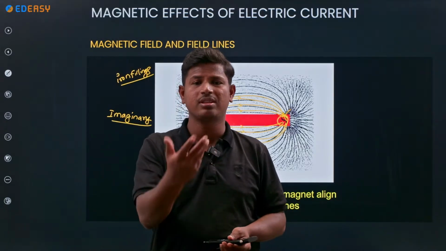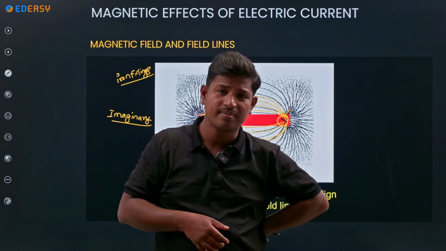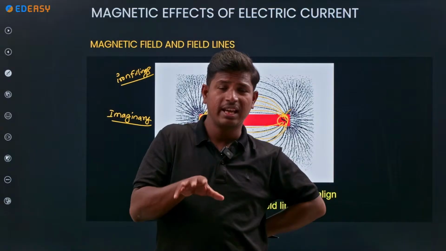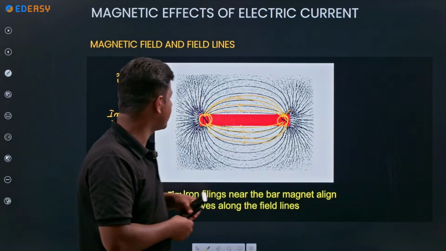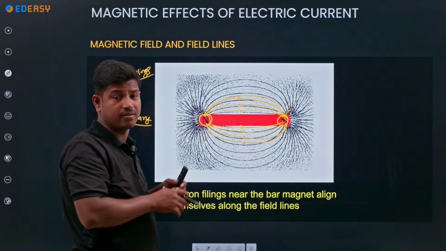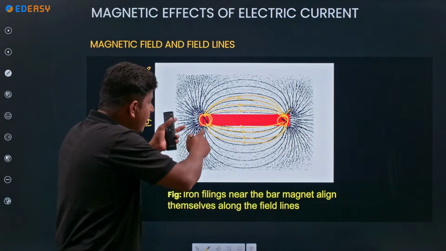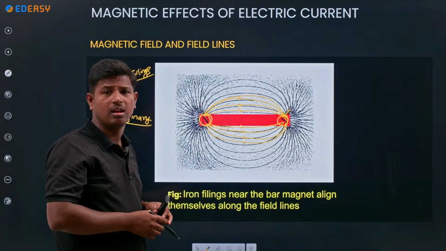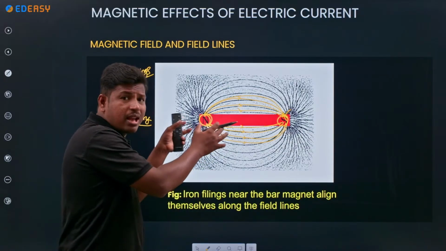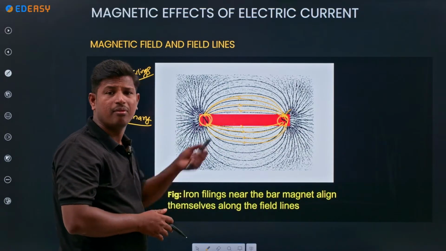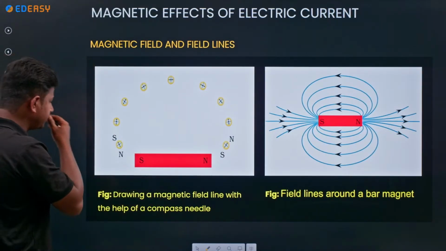For suppose if someone slaps you, can you see the force? You feel it, right? We cannot see the force. So here also the field lines exist. If you want to see the field lines, arrange iron filings around a bar magnet, and this bar magnet creates the field lines.